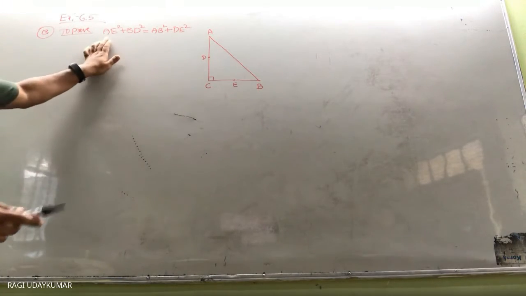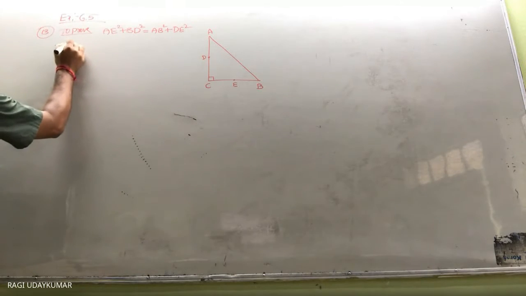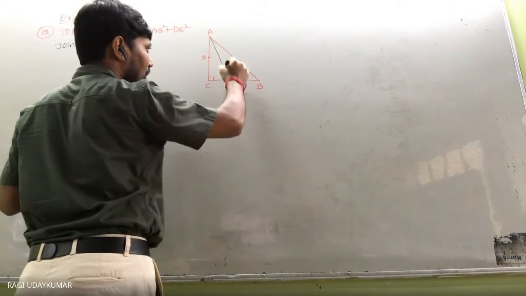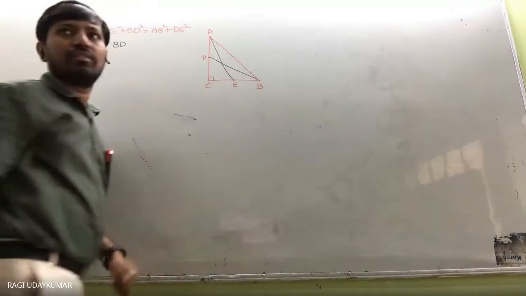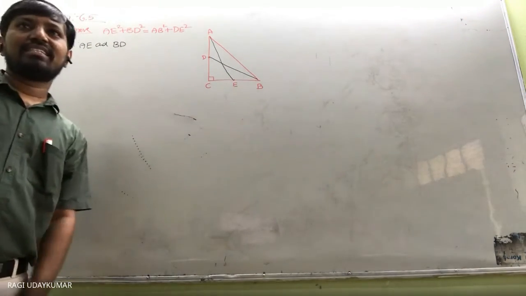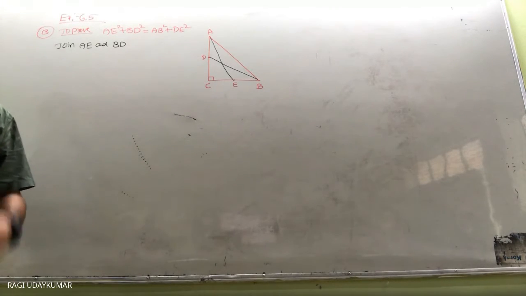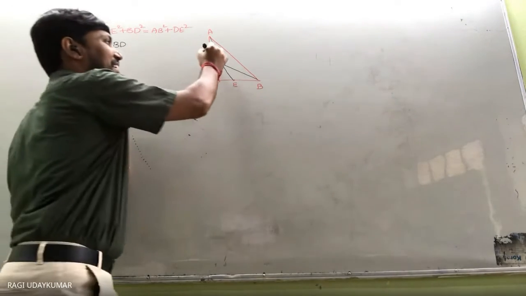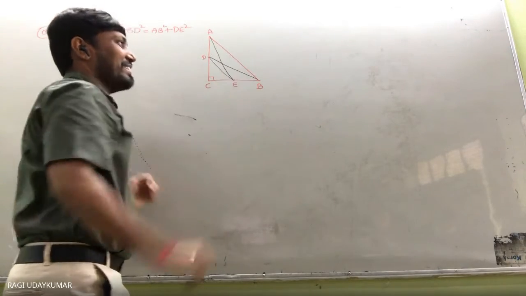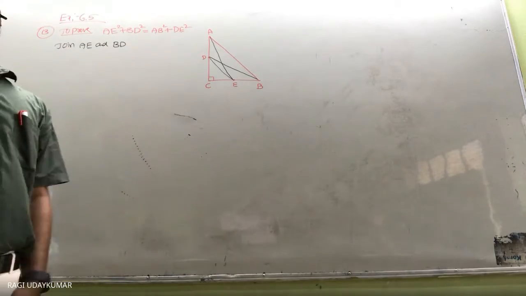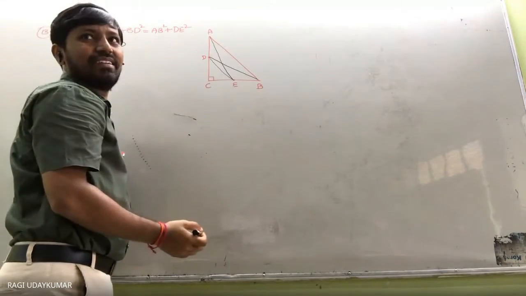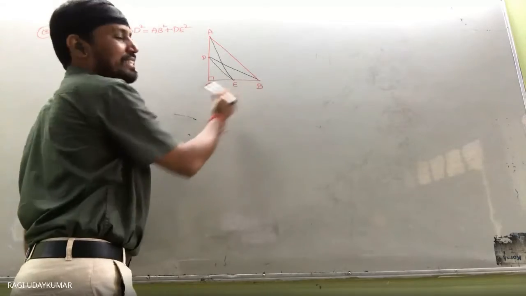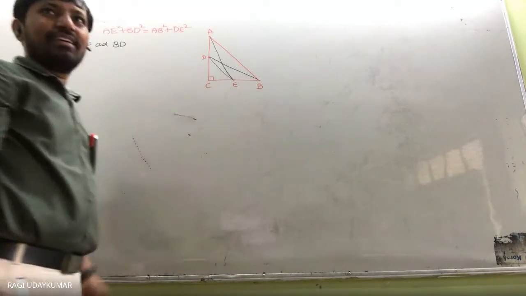And we need to prove this one, AE square plus BD square. Whenever AE square is there, you have to write here: join AE and BD. Join these two. Join A to E, construction, and B to D. How many right triangles are forming here? Four right angle triangles. One is ABC, another one is ACE, another one is BCD, another one is CDE. These four right angle triangles.